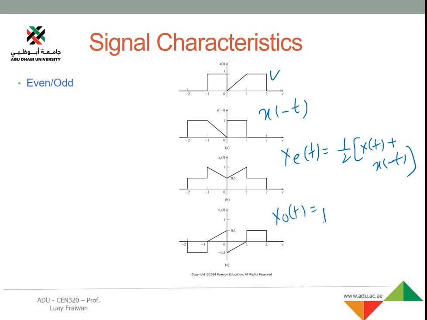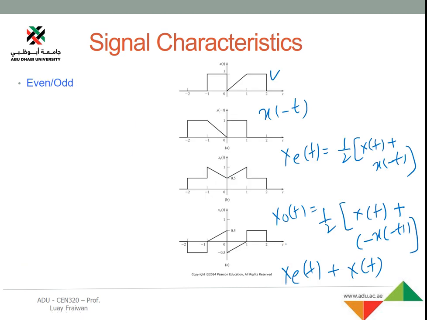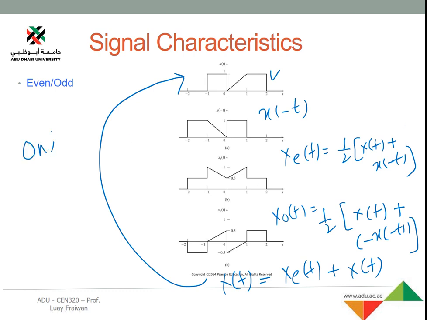Odd part will be half of the original signal plus the amplitude and time reversal part of that signal. Then we will get the odd part, and if you add even and odd, you will get this original signal. So try to redraw this signal at home, then we will discuss this in the live session. We will draw this in detail during the live session, but try to do this yourself.